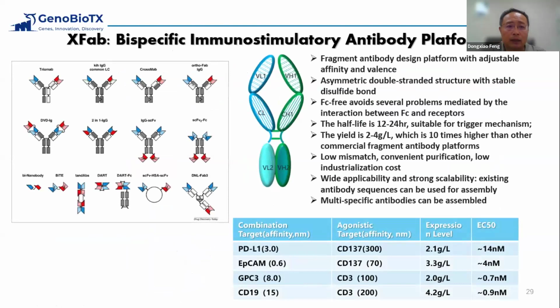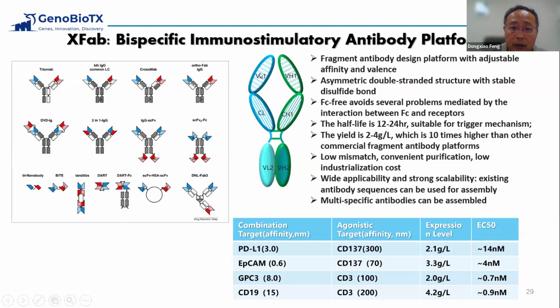Right now, since a lot of companies want to develop bispecific or even multispecific antibodies, we also work with Immuno, a company based in Beijing, and use their XFAB to develop the bispecific antibody for you. This is the structure of the XFAB platform.